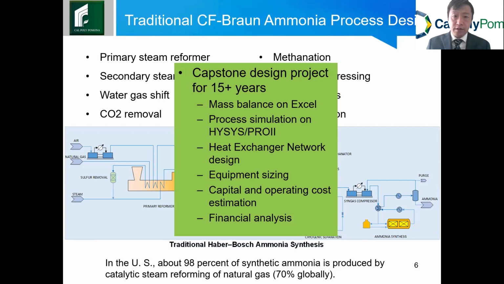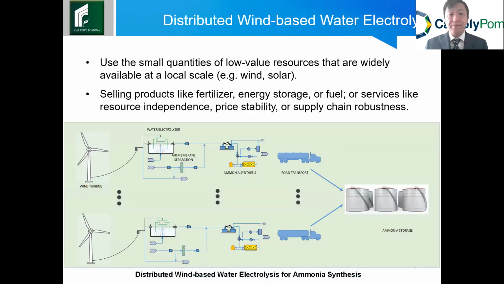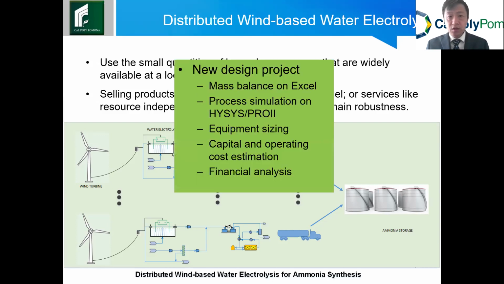And starting from 2017, we introduced this new one. In this new process, we get electricity from a wind turbine. This electricity is used for water electrolysis to produce hydrogen. Nitrogen comes from air separation, and we synthesize ammonia from hydrogen and nitrogen. We call it distributed wind-based water electrolysis for ammonia synthesis. We also do the same procedure: mass balance, process simulation, equipment sizing, capital and operating cost estimation, and financial analysis.